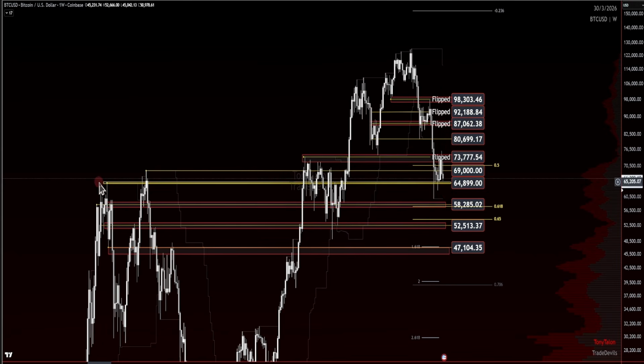We are coming into an area of interest here that has played as support before, so we'll see if we can bounce off of that. If we end up breaking down, these are some of the next levels to look for. A big one being the 50 area.